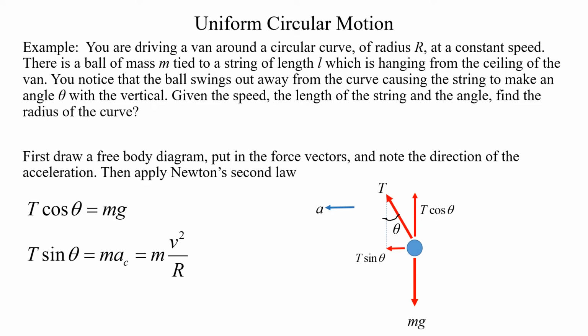The ball wants to go in a straight line, and it's the inward component, the T sine theta, which pulls the ball in the direction of the center of the circle. That supplies the centripetal force. These are the only real forces acting on the ball. All right, so now we have T cosine theta upward equals mg, and we have T sine theta equals m a sub c, or mv squared over r.